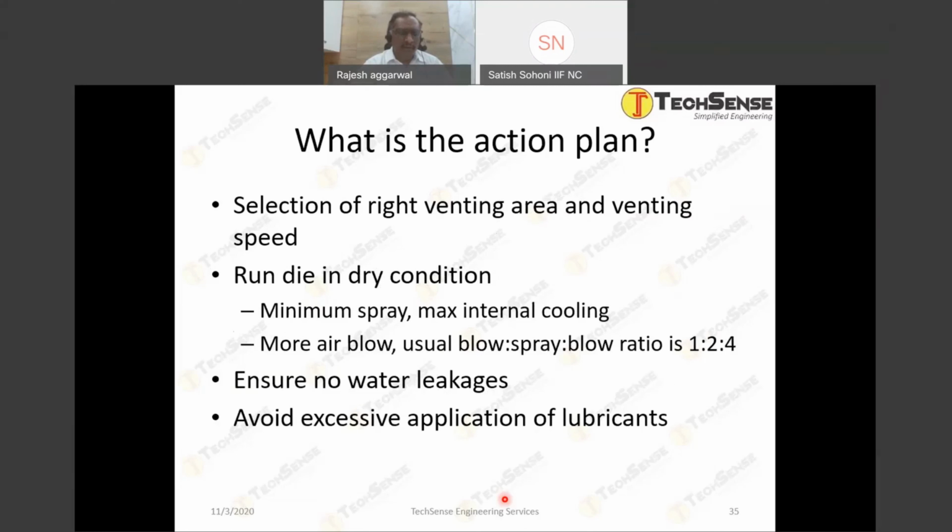Now, are you able to grasp why we are categorizing these as cold defects? Because the root cause behind these defects is mostly the same: the cooling down of the liquid aluminum due to different reasons, right? Also, when we talk about the dry condition of the die, the air blow, usually the blow, spray, blow ratio should be in the range of 1:2:4. It's very crucial.